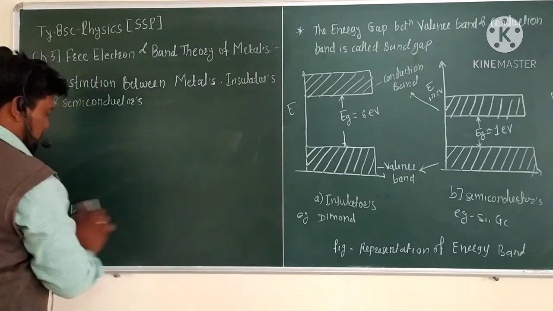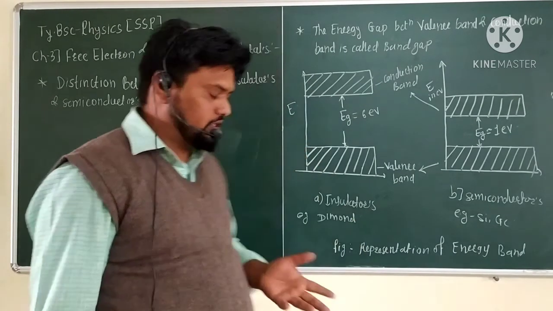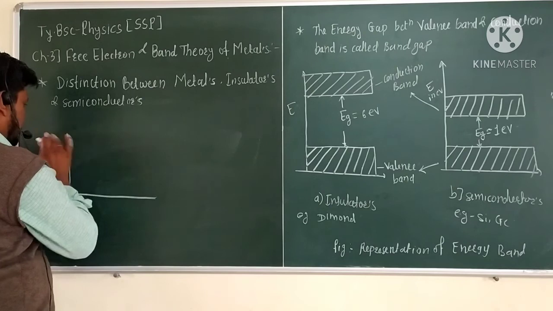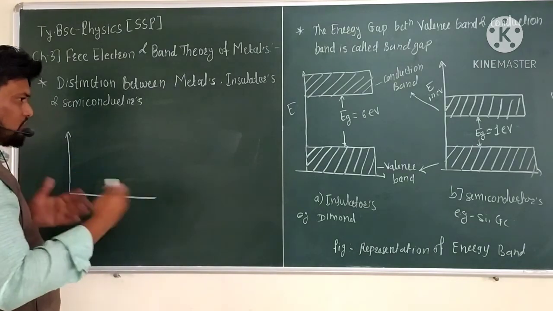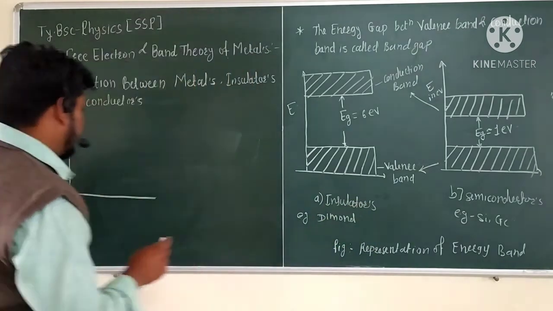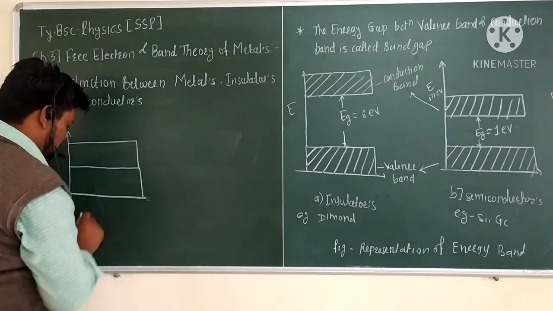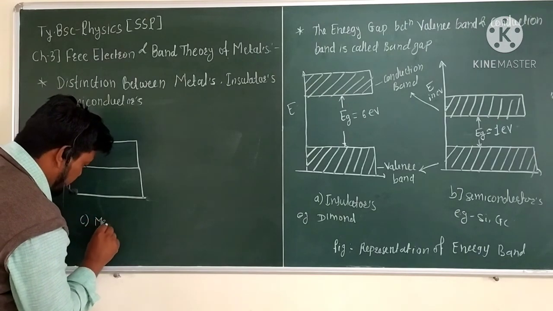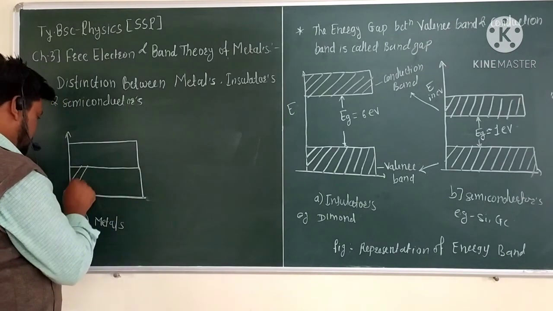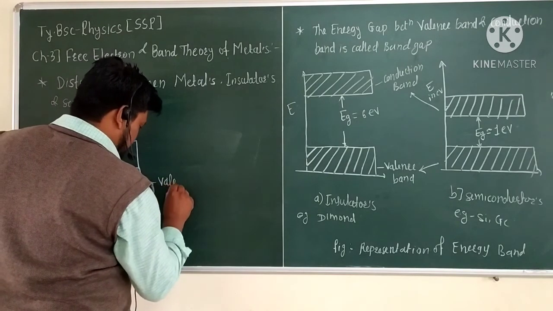Now in the next figure we see the representation of energy bands in a metal. Compared to these two figures, there is no band gap in metals, because the conduction band and valence band overlap each other. This is the condition for the energy bands in metals, with the lower band being the valence band.